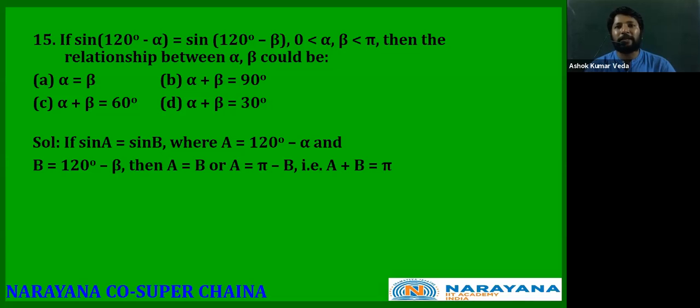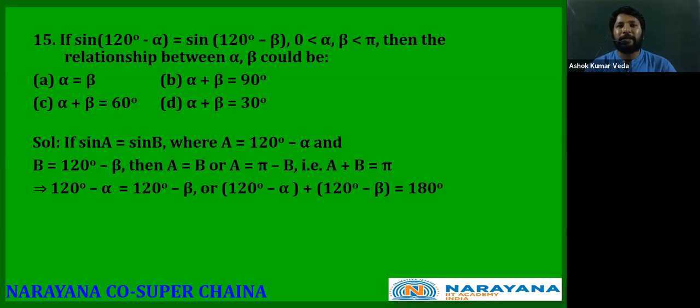And so we can conclude that if sine A equals sine B, then either A equals B or A equals pi minus B, that is A plus B is pi. And therefore I can say that 120 degrees minus alpha is equal to 120 degrees minus beta, or 120 degrees minus alpha plus 120 degrees minus beta is equal to 180 degrees. When you simplify both, you will get either alpha is equal to beta or alpha plus beta is equal to 60 degrees. Just a matter of simplification.